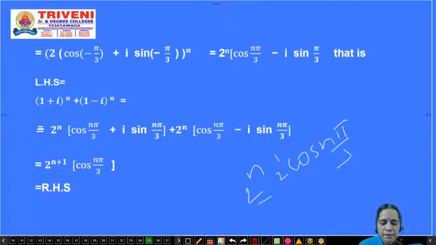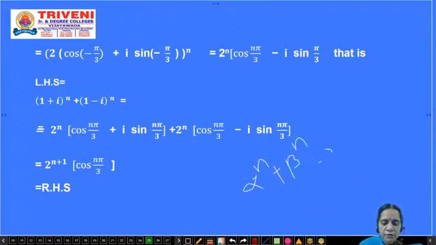That is equal to 2 power 1. The bases are equal, so the powers must be added: 2 power n plus 1 into cos n pi by 3. What is given? Alpha power n plus beta power n is equal to 2 power n plus 1 into cos n pi by 3. This is the RHS.